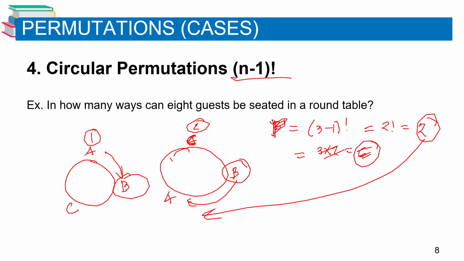Okay, so in how many ways can 8 guests be seated in a round table? So therefore, we can have permutation is equal to 8 minus 1 factorial, so we have 7 factorial. The answer is, by the use of calculator, 5,040 ways. Okay, that's it for this time.